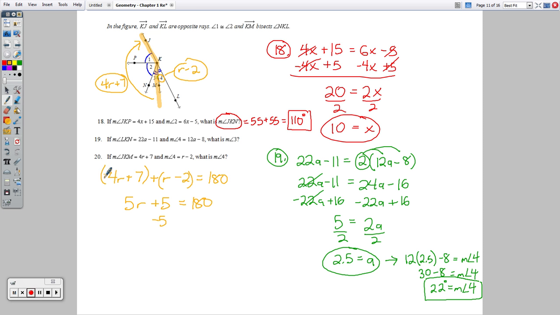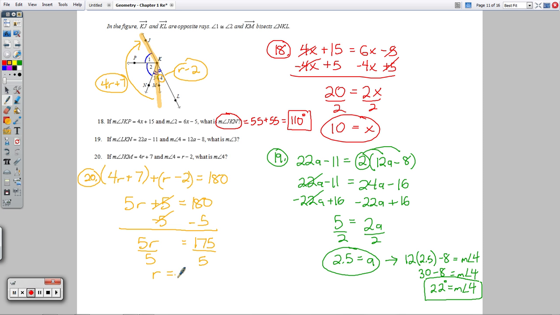Subtract 5 from both sides. And that's number 20, by the way. Meant to write that down earlier. Subtract 5 from both sides, and then I'd give you 175, divide by 5. And we've got what r is, so r is going to equal 35 right there.